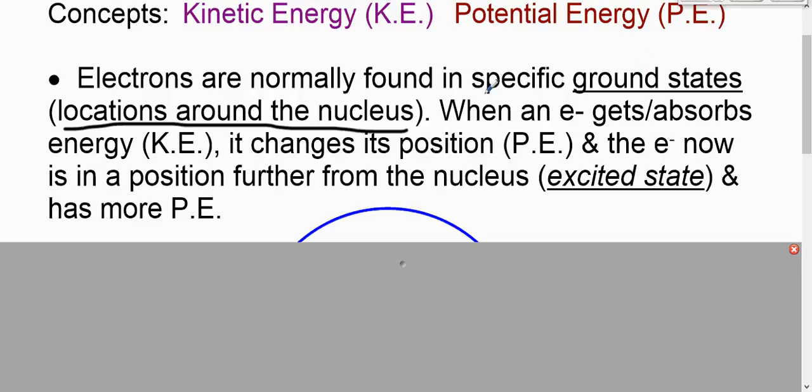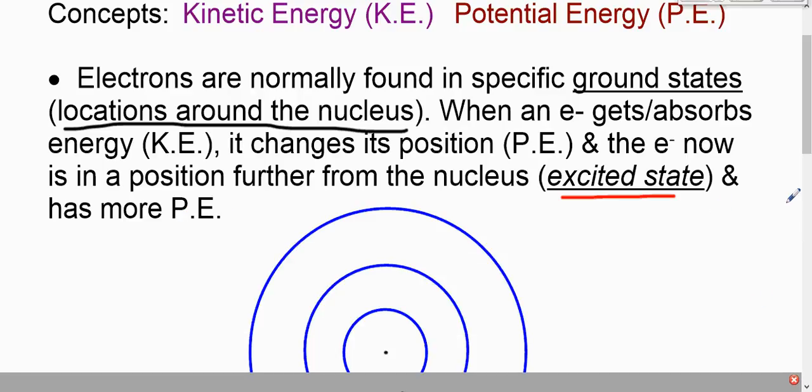However, electrons can absorb energy, and they typically absorb maybe a photon of energy from some light source. Maybe they absorb energy from an electrical source. They absorb a form of kinetic energy, and that will change the position of the electron, as it says here. Once it absorbs some energy and moves, it's now going to be in what's called the excited state. And when it's further away from the nucleus, it's going to have increased in potential energy.